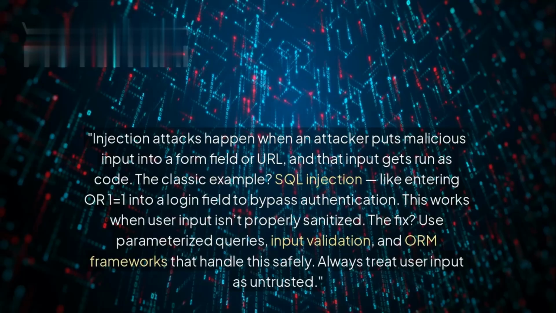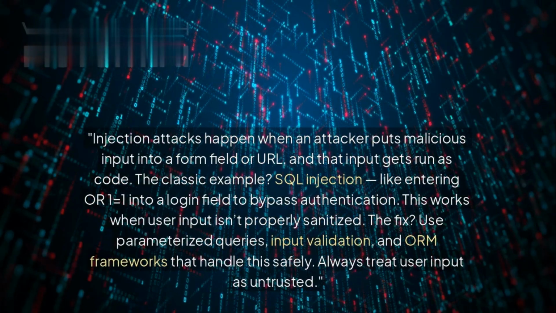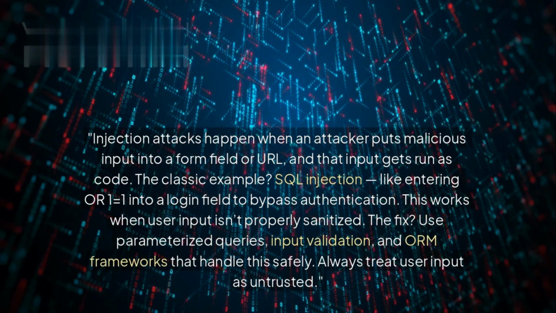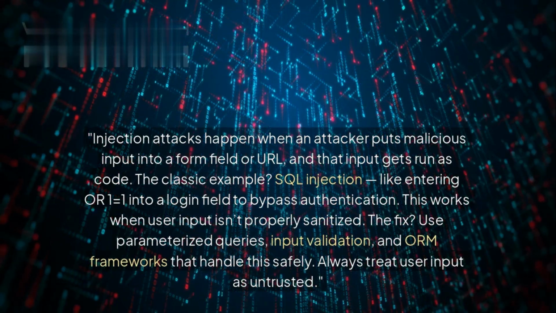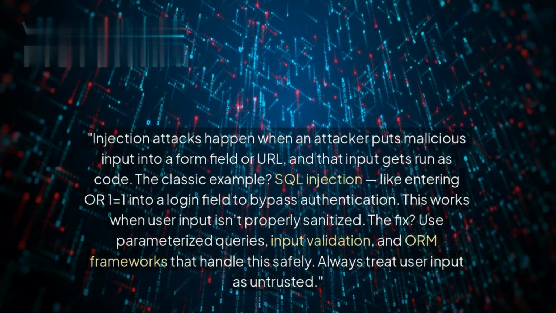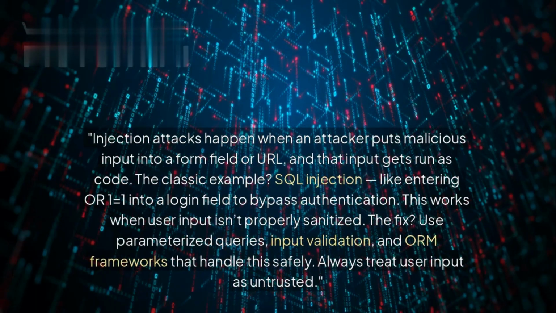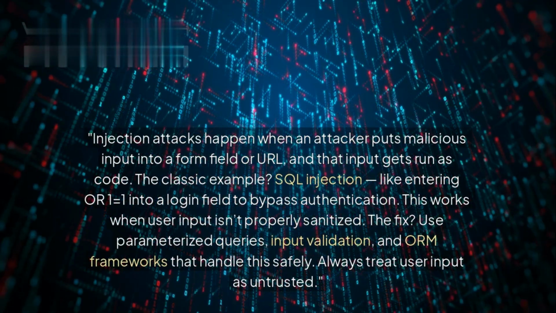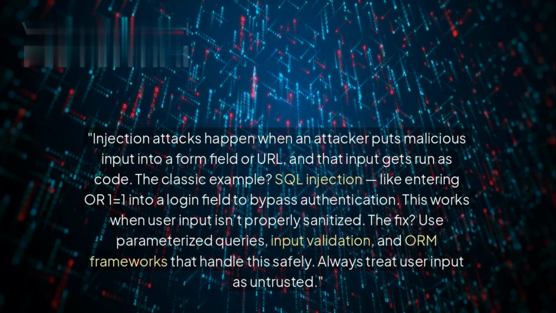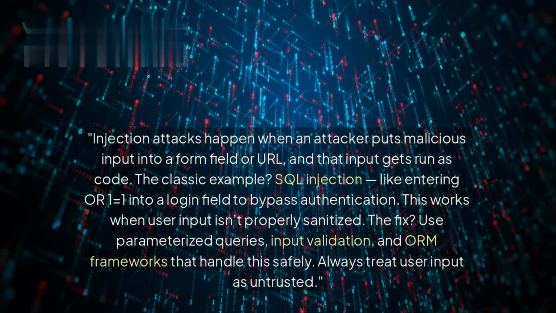3. Injection. Injection attacks happen when an attacker puts malicious input into a form field or URL, and that input gets run as code. The classic example? SQL injection, like entering ' OR 1=1 -- into a login field to bypass authentication. This works when user input isn't properly sanitized. The fix? Use parameterized queries, input validation, and ORM frameworks that handle this safely. Always treat user input as untrusted.